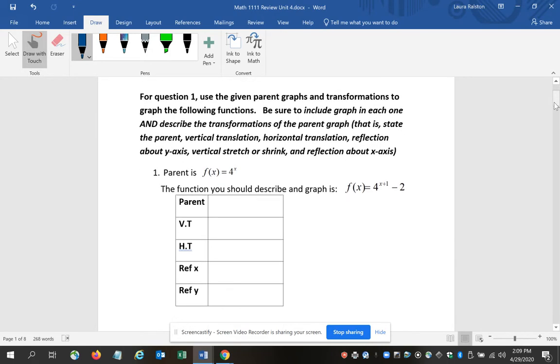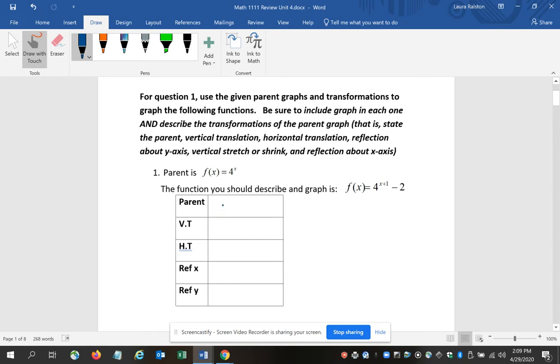So it says for question 1 to use the parent graphs transformations to ultimately graph, although I'm not going to ask you to graph it on the test. You have to identify the parent, the vertical translation, horizontal translation, whether there's a reflection on X and a reflection on Y. Remember, with the exponential and logarithmic, I indicated there would not be a vertical shrink or stretch.